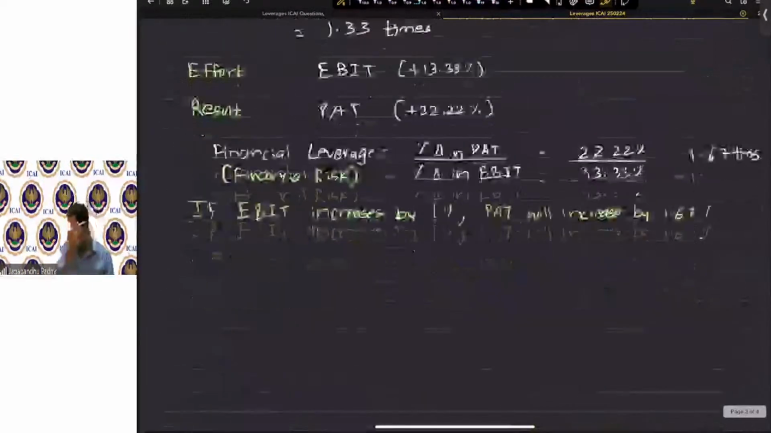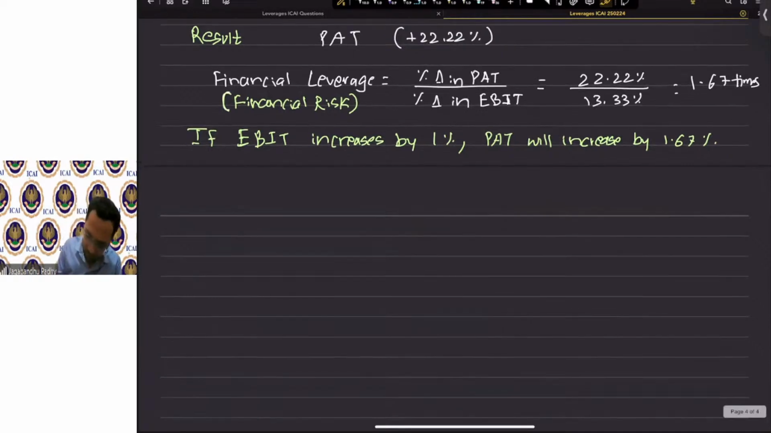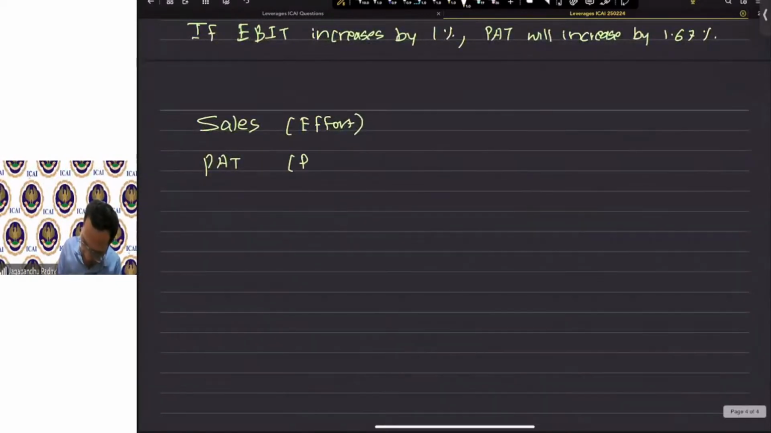Okay, guys. That's where we say EBIT, if it increases by 1%, PAT will increase by 1.67%. Okay. Similarly, if we are combining, we start with sales being our effort and profit after tax being our result. So sales we increased by 10%. Result was, PAT increased by 22.22%.